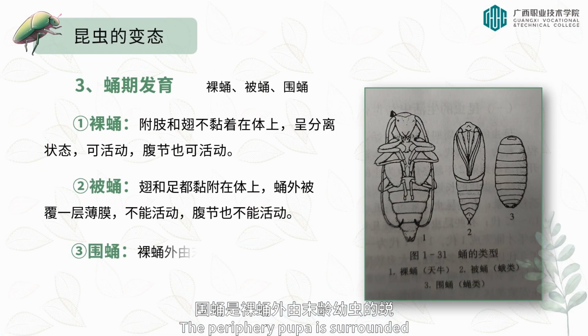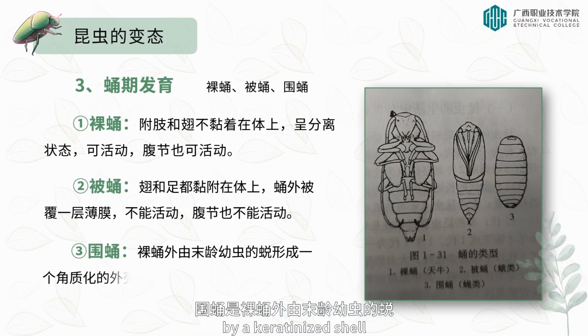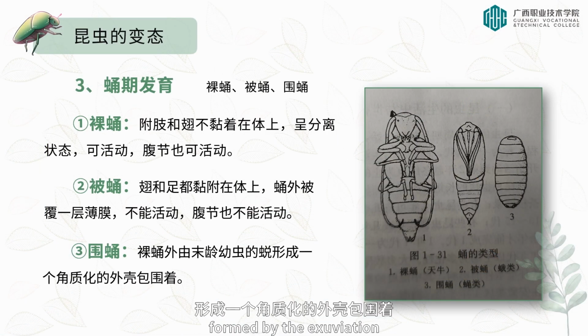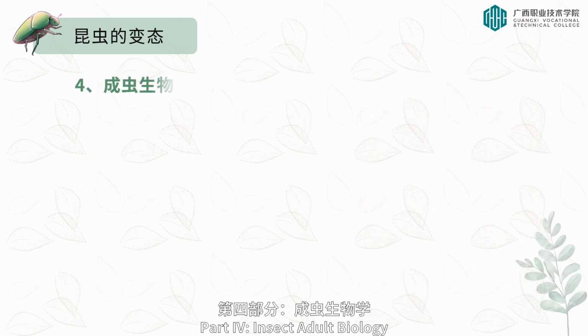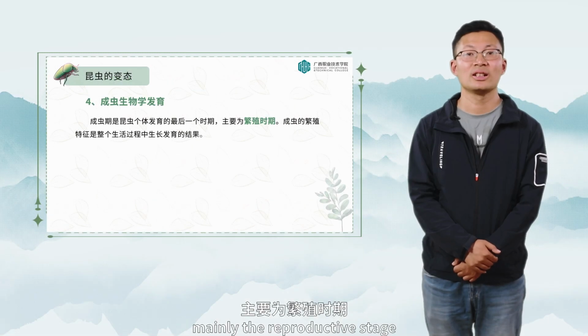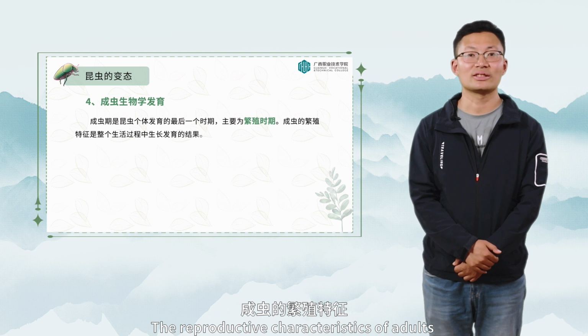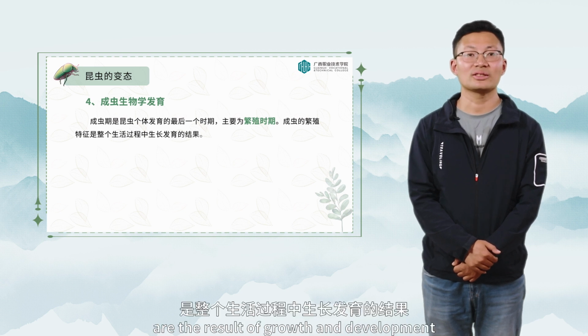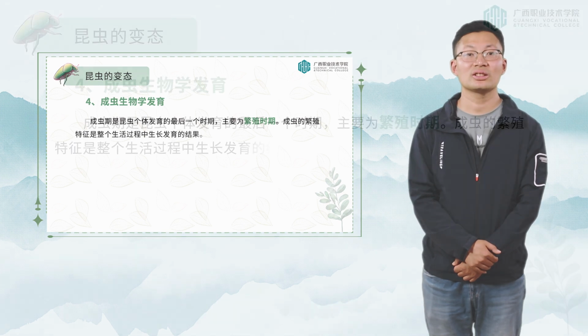The periphery pupae is surrounded by a keratinized shell formed by the excavation of the last instar larvae outside the naked pupae. Part 4. Insect Adult Biology. The adult stage is the last stage of insect ontogeny, mainly the reproductive stage. The reproductive characteristics of adults are the result of growth and development in insects' whole life process.